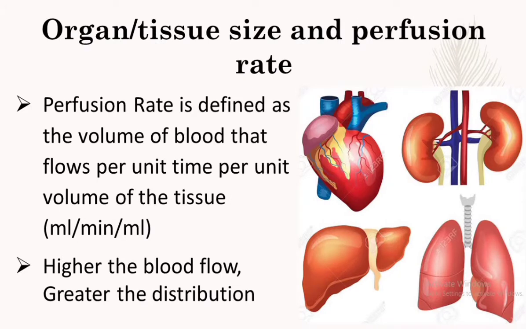Another factor which affects distribution is organ or tissue size and perfusion rate. Perfusion rate is defined as the volume of blood that flows per unit time per unit volume of the tissue. So the larger the size of the organ, the higher will be the perfusion. So we can assume that the higher the blood flow, the greater the distribution of drug.